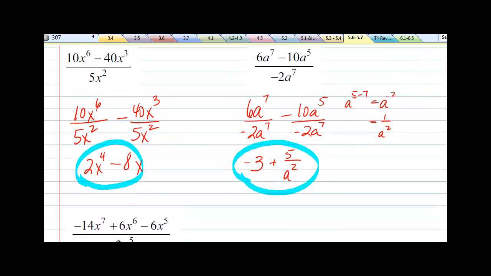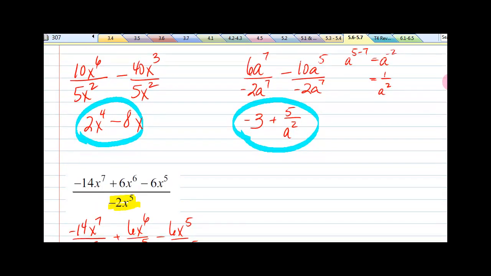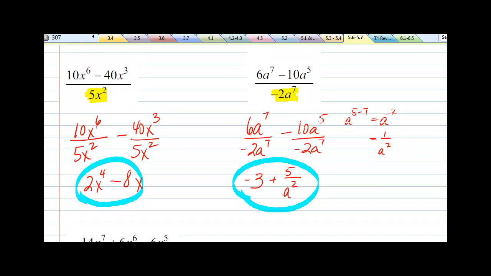So in each of these examples, you'll notice that the term that I'm dividing by is a monomial, or in other words, we have just one term in the denominator, and this is the easiest way to divide, is to just break it up into fractions and then reduce or simplify each one of your fractions.